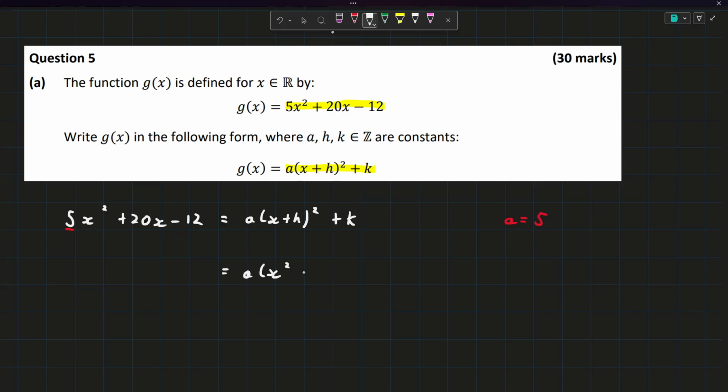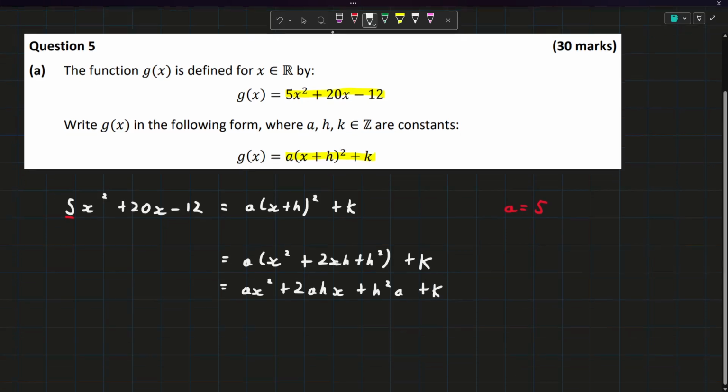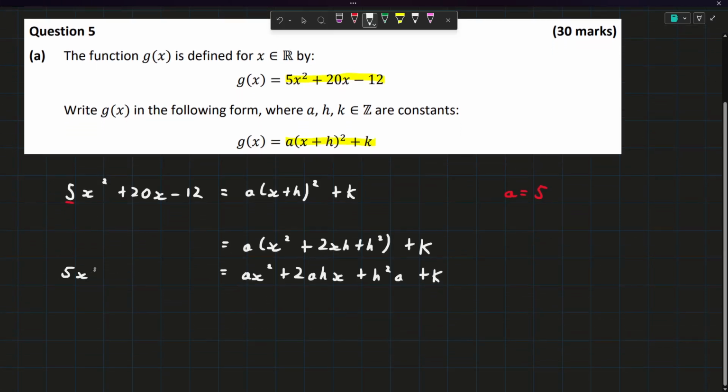So when you multiply out the bracket, you get x squared plus 2xh plus h squared, then we get plus k, and then we can just multiply the a in, and we get ax squared plus 2ahx plus h squared a plus k. So the reason I've written it like that is because now we can compare the two sides together. So we have 5x squared plus 20x minus 12.